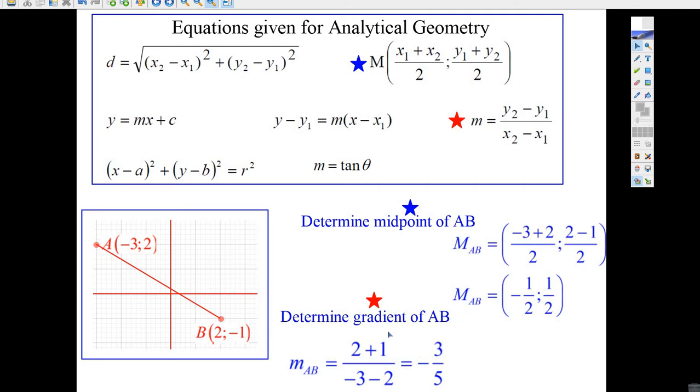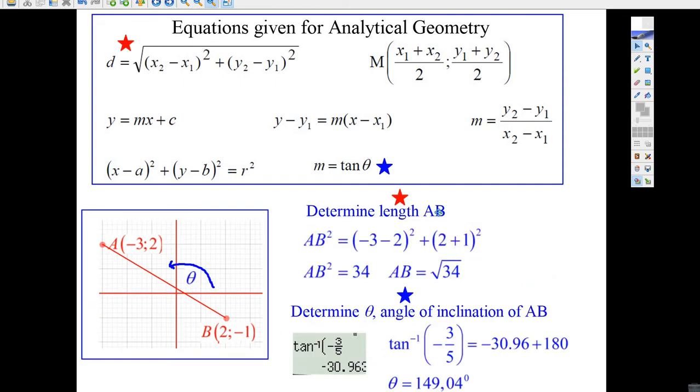Okay, let's try the gradient of AB. Well, you have to know that's the formula for gradient. We're going to subtract the y values. 2 minus -1, that's 2 plus 1. So I get 3 on top. And then -3 minus 2, I get a -5 on the bottom. Well, a positive divided by negative gives you a negative gradient of -3/5. Makes sense because it's going downhill.